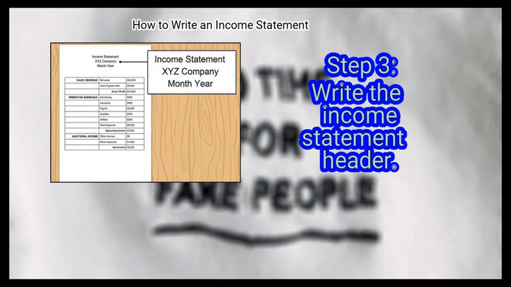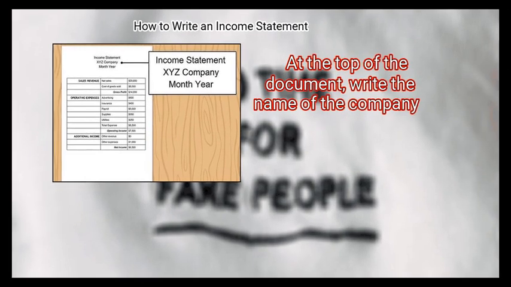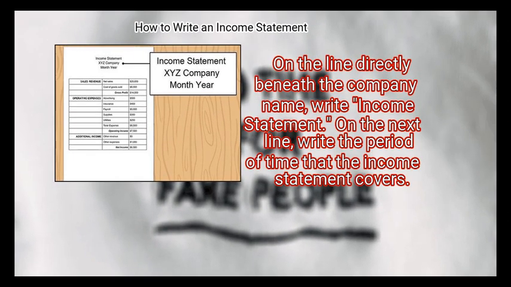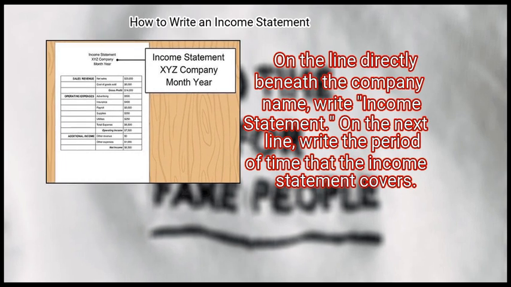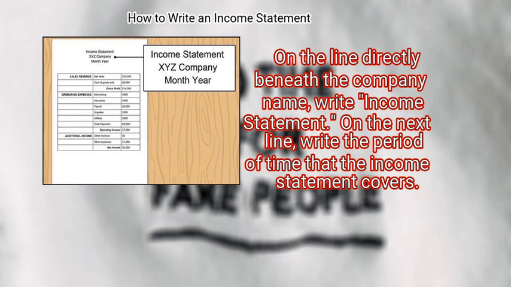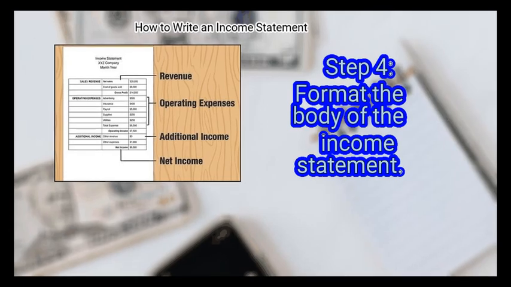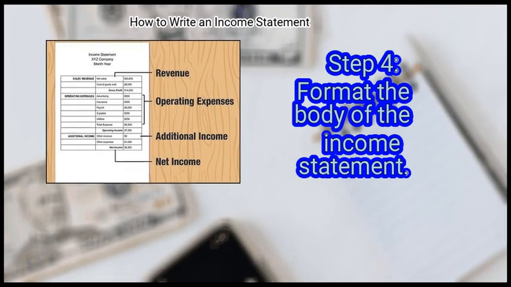Step 3. Write the income statement header. At the top of the document, write the name of the company. On the line directly beneath the company name, write income statement. On the next line, write the period of time that the income statement covers. Finally, format the body of the income statement.